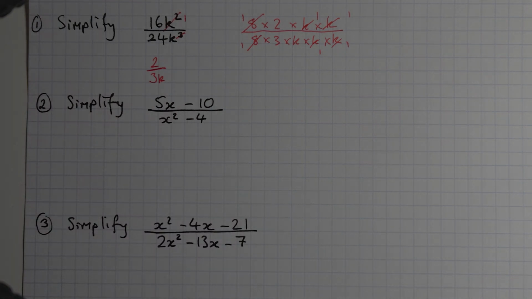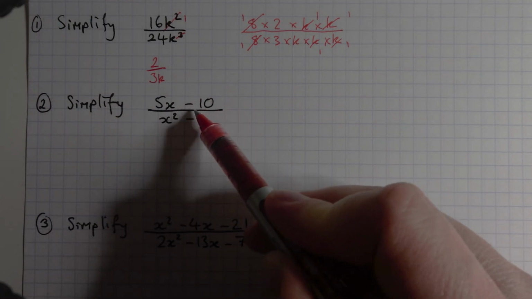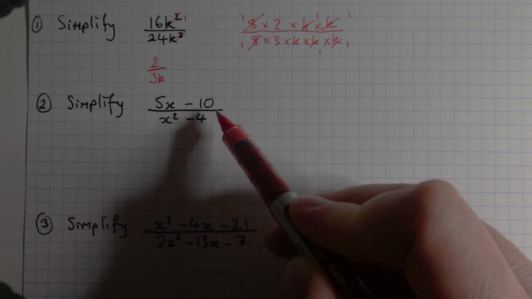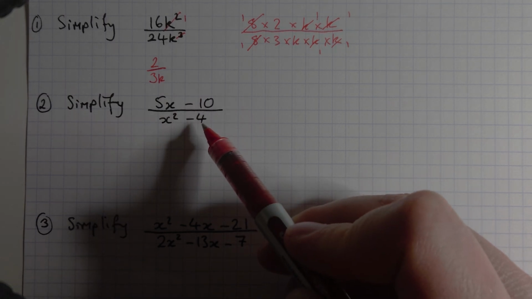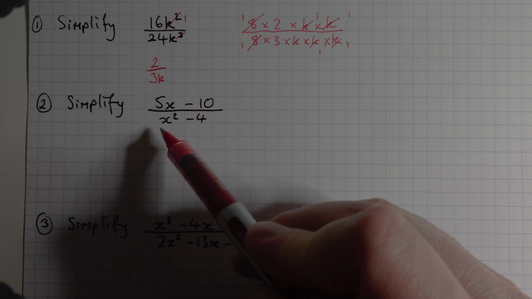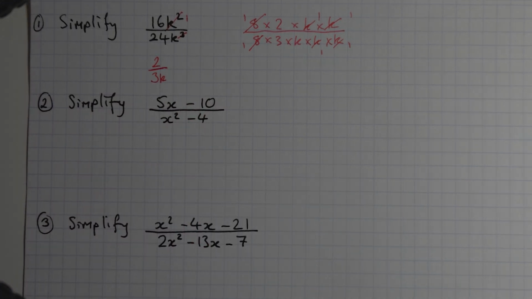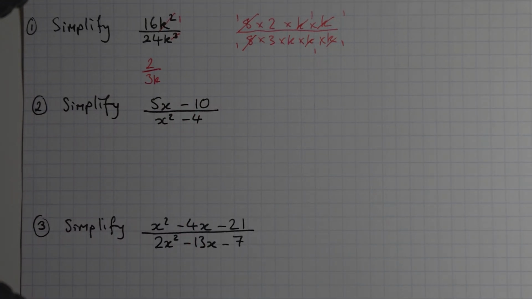I can't do things like, oh, 10 and 4, let's divide both by 2. I can't say that kind of thing. I can't say, oh, there's an x there and an x there, let's cross those out. It doesn't work like that. They have to be multiplied together, but these are subtracted. So let's factorise, because when you factorise, you're writing it as things multiplied together, and then you can cancel common factors from the top and the bottom.